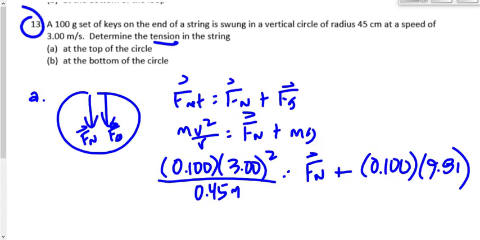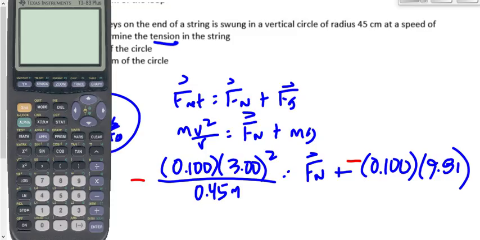Now let's worry about positives and negatives here. The centripetal force at the top of the circle should be negative because it's acting down. Normal force should be negative as well, but we're not worrying about that because we're solving for that, not subbing in numbers. The force of gravity should be negative because it's down. Let's calculate this force here now.